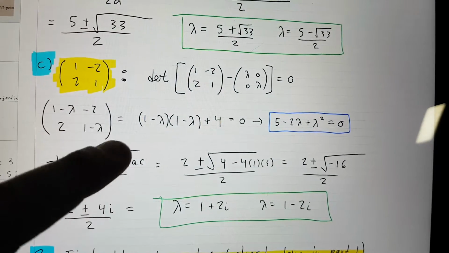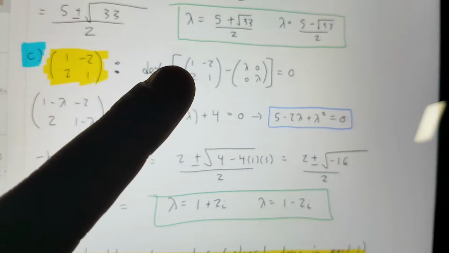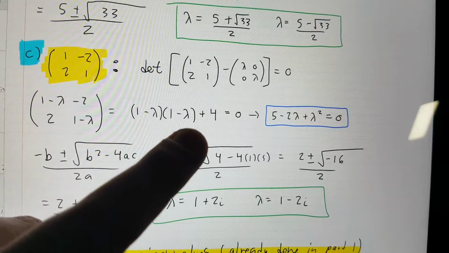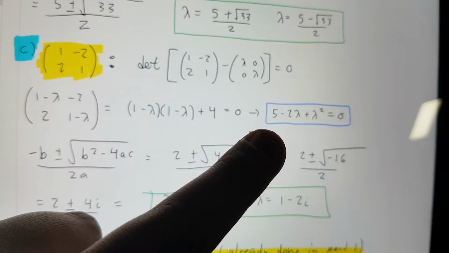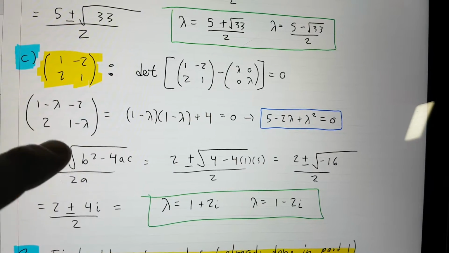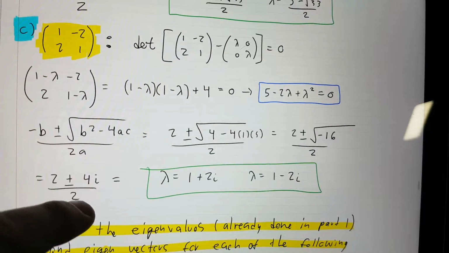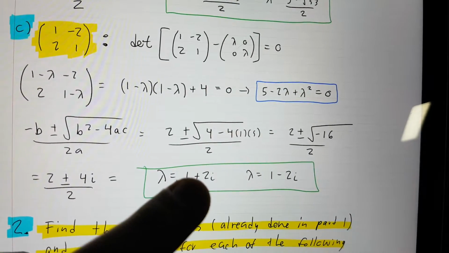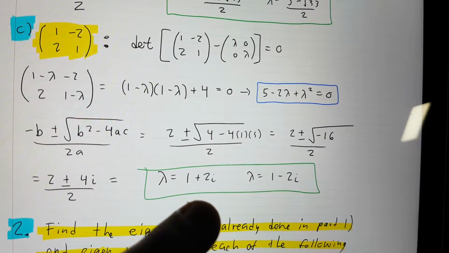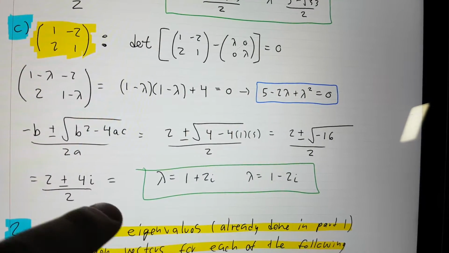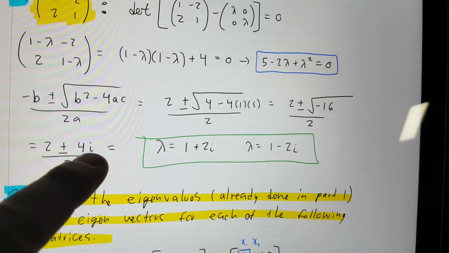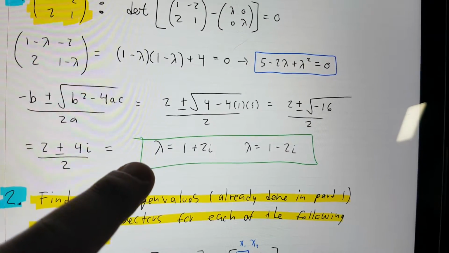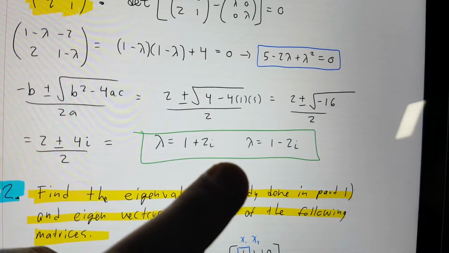C, we're going to go ahead and do that. Same thing. So 1 minus lambda, 1 minus lambda, that's going to go here. We get those two guys. We get our characteristic polynomial. I then resort to this guy to find the roots. Find out I've got imaginary roots. So I get 2 plus or minus square root of 16 times, well, 4i, right? I have the square root of minus 1. So I get lambda equals this guy or that guy.